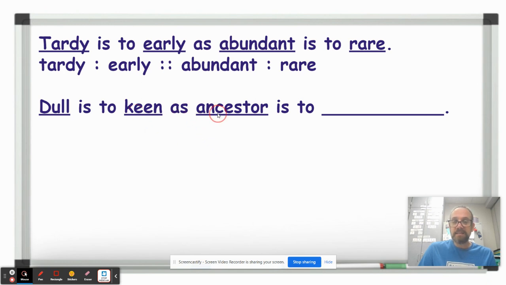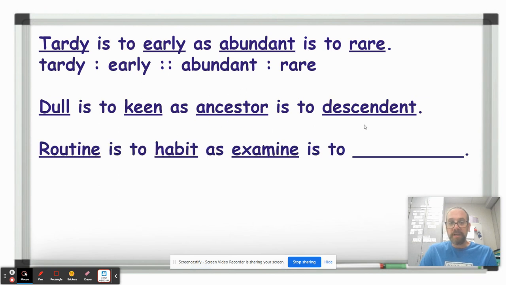As ancestor is to blank. So an ancestor is someone who comes before me. Someone that comes after me would be my descendant. So we have opposites here. We have not sharp to sharp. Before, and the opposite of before me is after me.